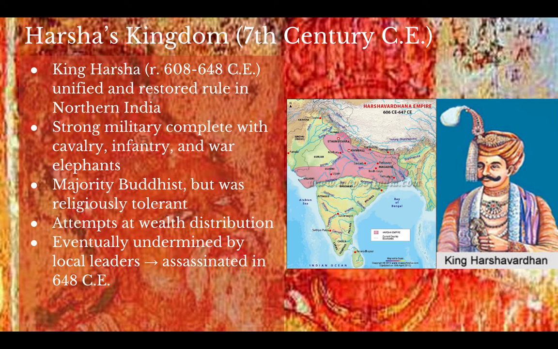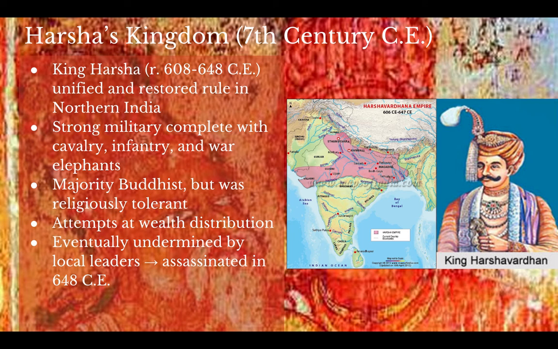Okay, so one example of some unification in northern India was when Harsha ruled in the 7th century. He was a king, and he restored some unified rule in northern India. Part of this was because he was a very strong military leader. He had a military that had over 20,000 cavalry, over 50,000 infantry, and then 5,000 war elephants. So at the very least, some intimidation there. Harsha was a Buddhist, but he was also tolerant of other faiths that existed within his kingdom.